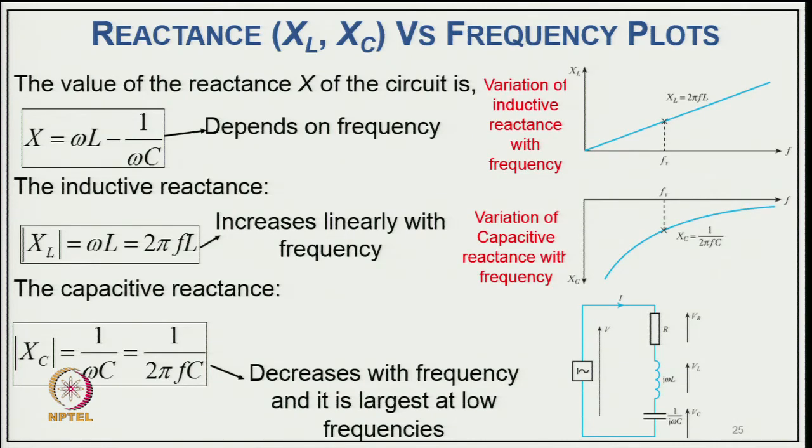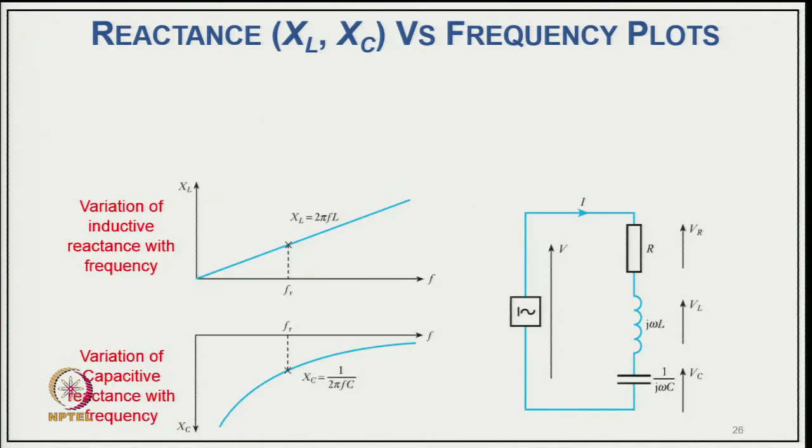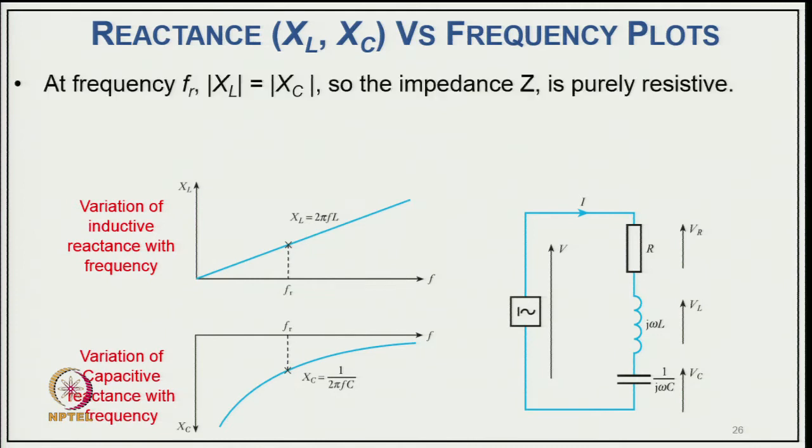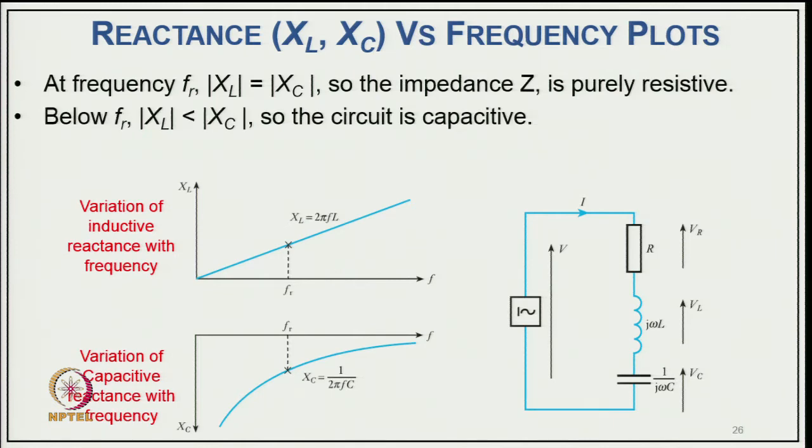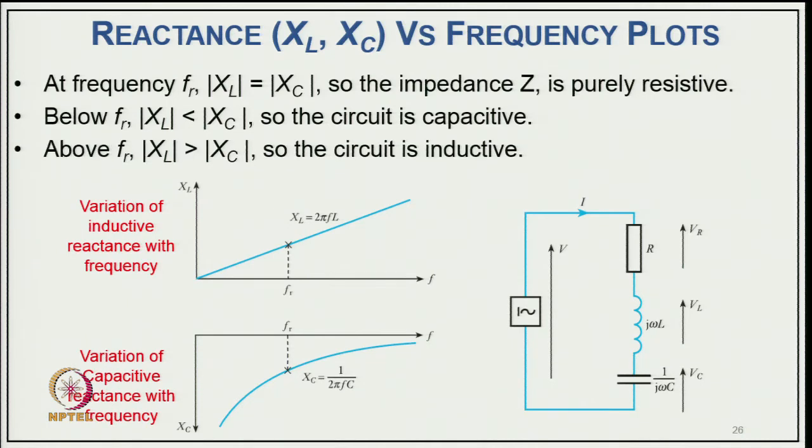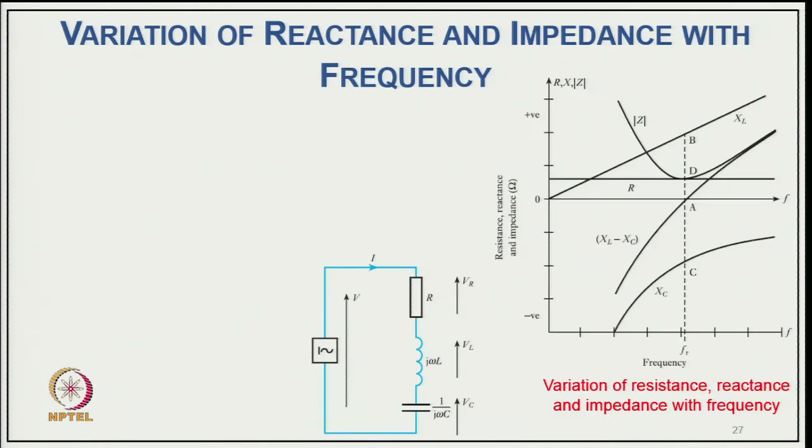You can see the variation of inductive reactance with frequency, which is increasing, and the variation of capacitive reactance, which is decreasing in magnitude with frequency. So at f r, X L equals X C. The impedance Z is purely resistive, and below f r, X L is less than X C, so the circuit is capacitive. Above f r, X L is greater than X C, so the circuit behaves as an inductive circuit.